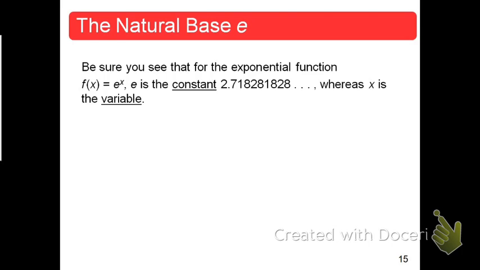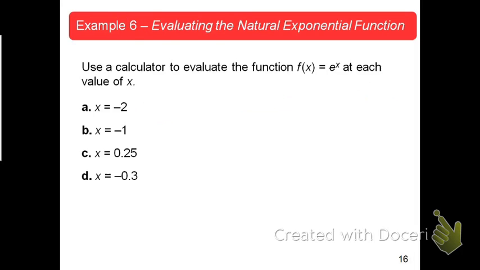Now keep in mind, e to the x looks like we have two variables. E is not a variable. E is a constant, which is equal to this value. There is a button on your calculator that will give you this value. And x here is our variable. And so, just like we can plug into our calculators to get these values, we can plug into our calculators to get the values of e to a function.